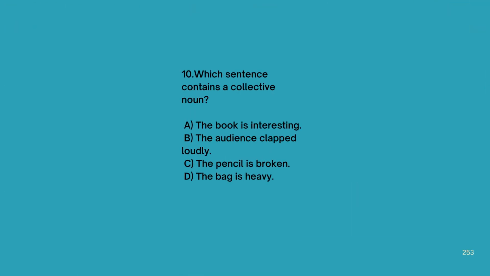Toothpaste. 10. Which sentence contains a collective noun? A. The book is interesting. B. The audience clapped loudly. C. The pencil is broken. D. The bag is heavy. The answer is B. The audience clapped loudly.